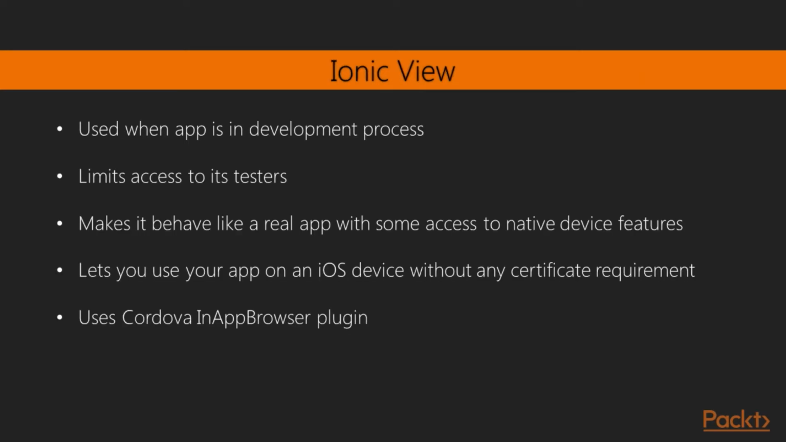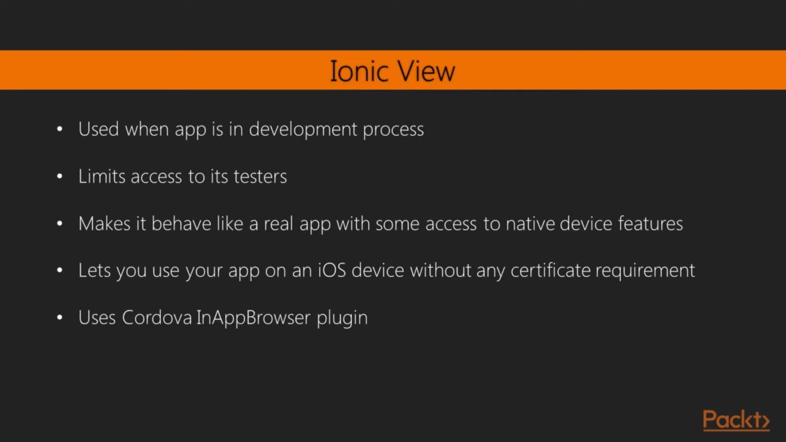Ionic View is an app viewer that you can download from the App Store or Google Play. When you're in the development process and the app is not completed, you don't want to submit it to either Apple or Google right away, but limit access to your testers. Ionic View can help load your own app inside Ionic View and make it behave like a real app with some access to native device features. Additionally, Ionic View lets you use your app on an iOS device without any certificate requirement.